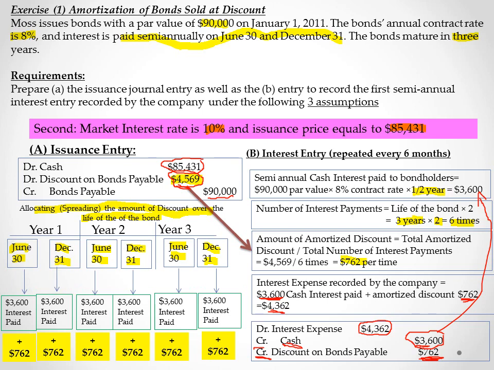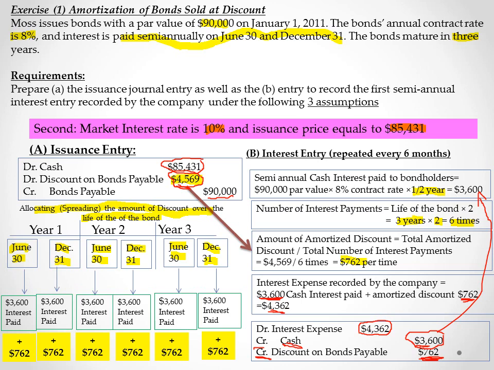This discount on bonds payable, the company will treat it as an extra expense that it will have to bear because it had to issue its bonds at a discount, at a price below its par value. So this is what we're going to do now. We need to do an accounting procedure to spread or to allocate the amount of this discount on bonds payable over the life of the bond. So we are going to allocate or spread the amount of the discount over the life of the bond.